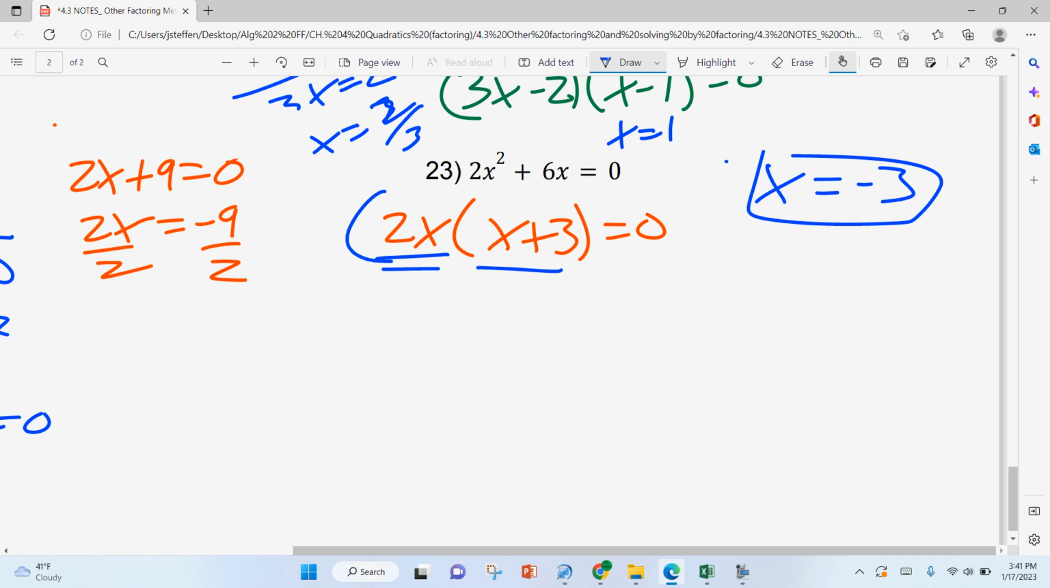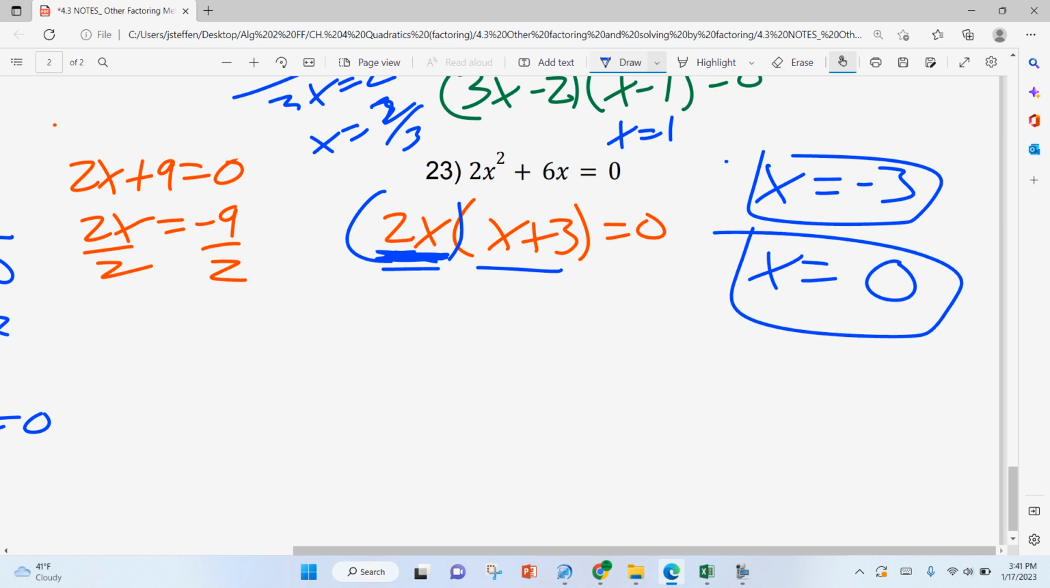Sometimes if I put in parentheses, it makes it easier for students. But just like before, what would plug into x to make this 0? Well, it's 2 times x, so it's 2 times 0. 2 times 0 is 0.